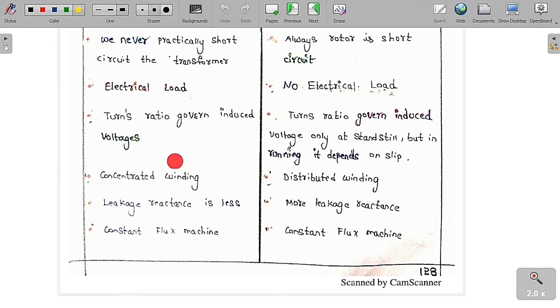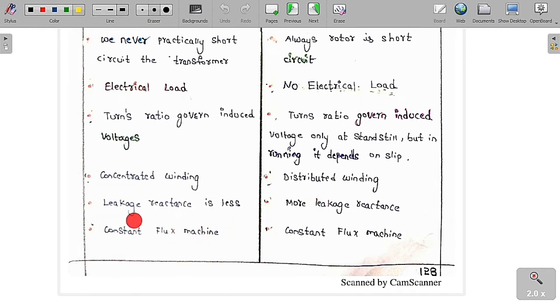And in the transformer we are going to use the concentrated winding, whereas in the induction motor we are going to use the distributed winding.